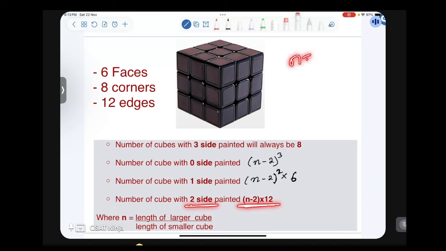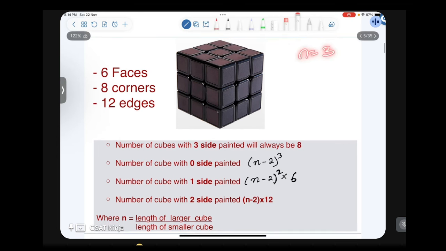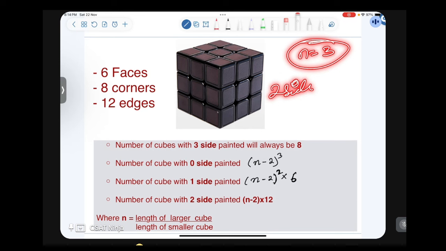So n here we got as 3 from the previous question, okay, I'll just use that. So n we got as 3. That means if I want to find two-side bended, what will it be? n minus 2 into 12. So n here is 3 minus 2 into 12. That means our answer here is 12. That means there will be 12 pieces of cube which will be two-side bended.